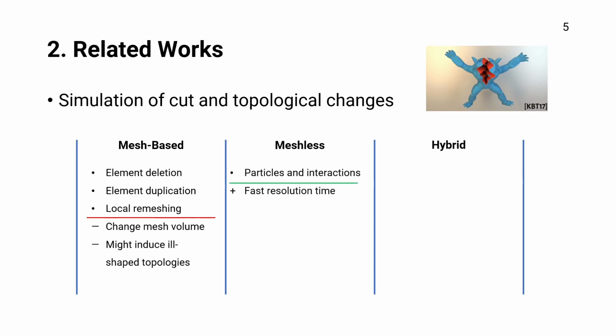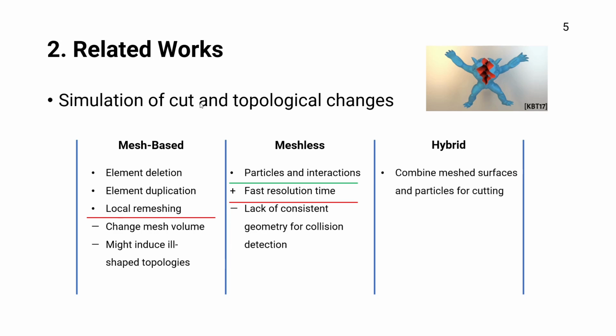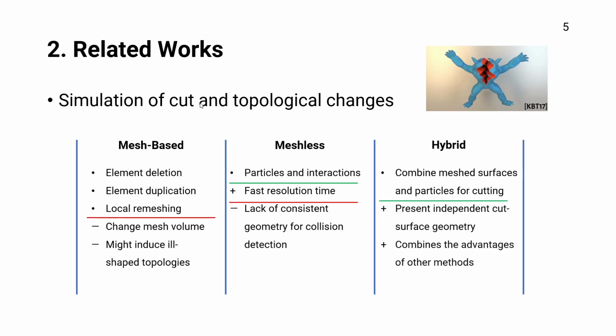They tend to be faster when compared to mesh-based methods, however they still lack consistent geometry for collision detection after the cut. Hybrid methods tend to combine meshed surfaces and particles to simulate cutting. An interesting property is that they can present independent cut surface geometry. They also tend to combine the advantages of both mesh-based methods and meshless methods.